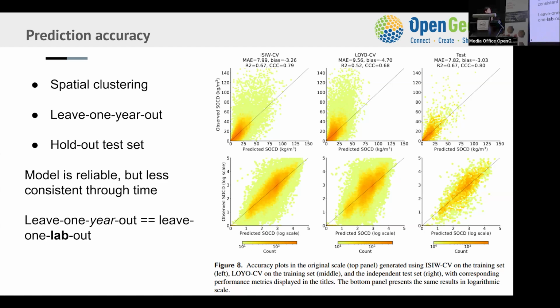In general, we think the model is reliable but less consistent throughout the time. That's kind of expected because most of the soil campaigns we used don't last more than 1 year. So when you do the leave-one-year-out cross validation, you actually leave one complete soil survey out. That reduces the performance.